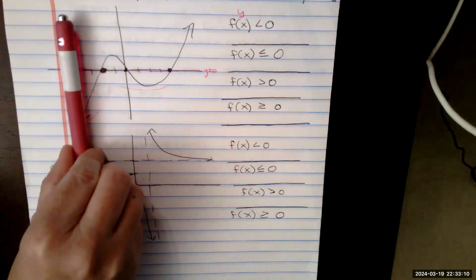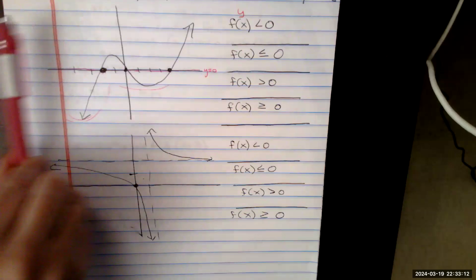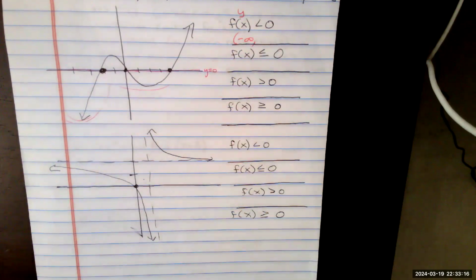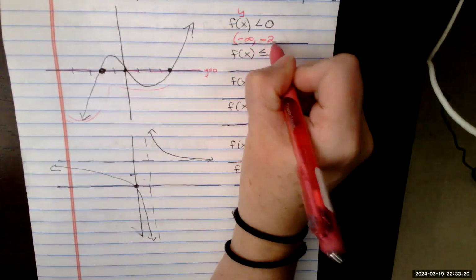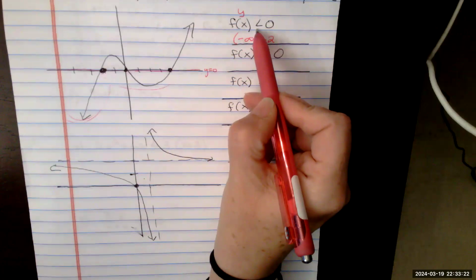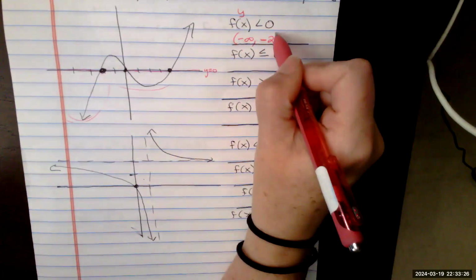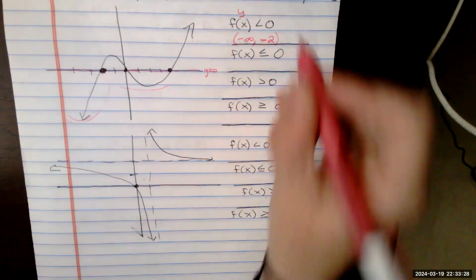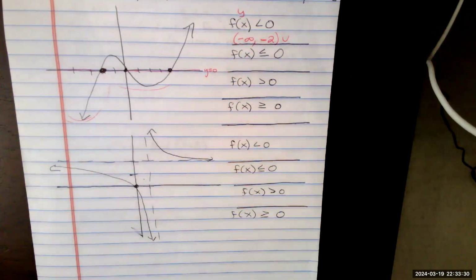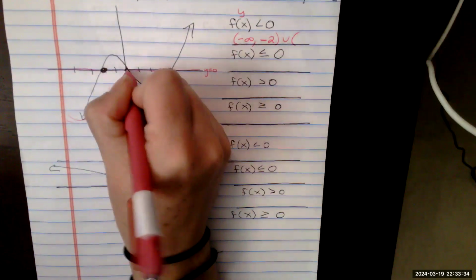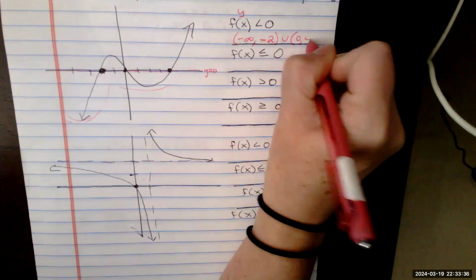Well, there's an arrow, so that means it's going to keep going left forever. So I'm coming from negative infinity to -2. I'm not going to include -2 because it didn't say less than or equal to, so I need to put a parenthesis. But then there's another section that is less than 0, and that's the section from 0 to 4.